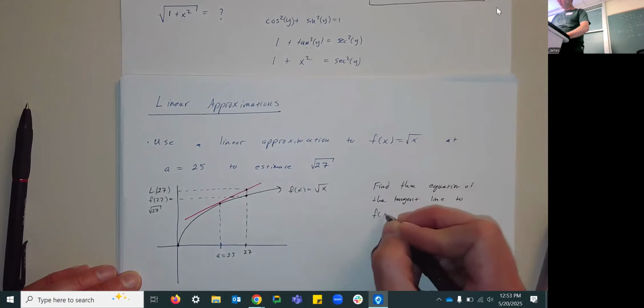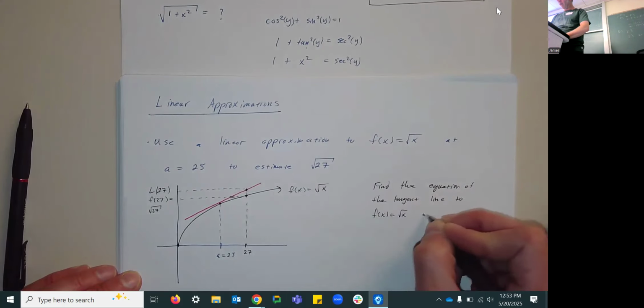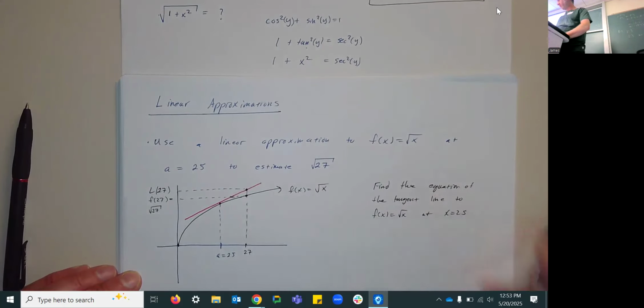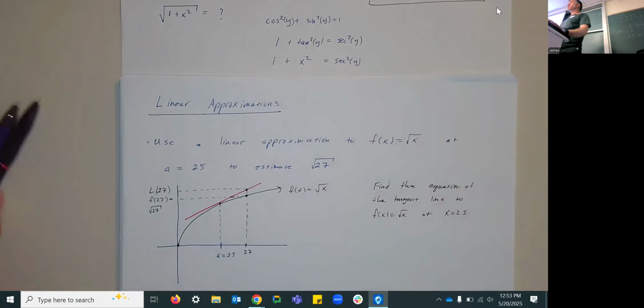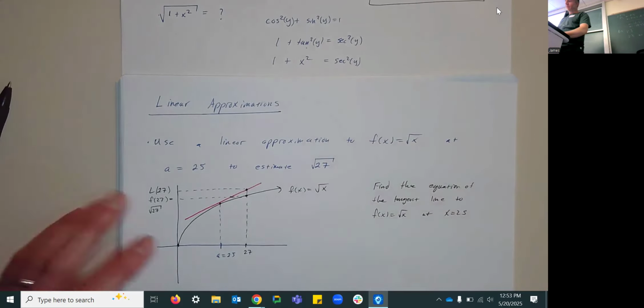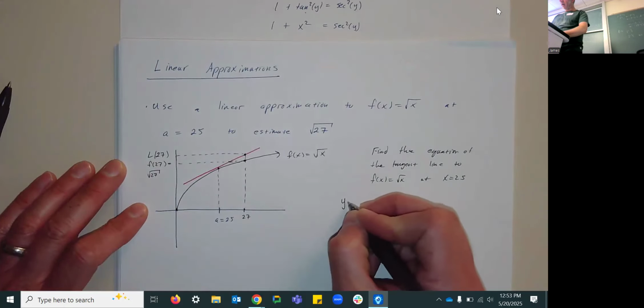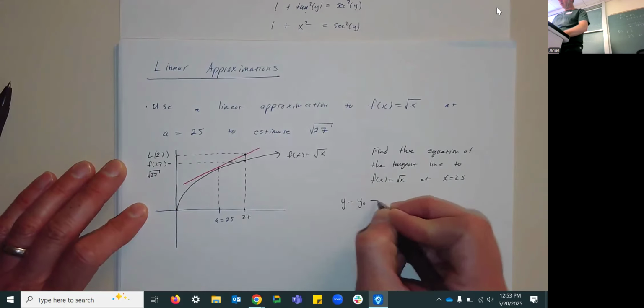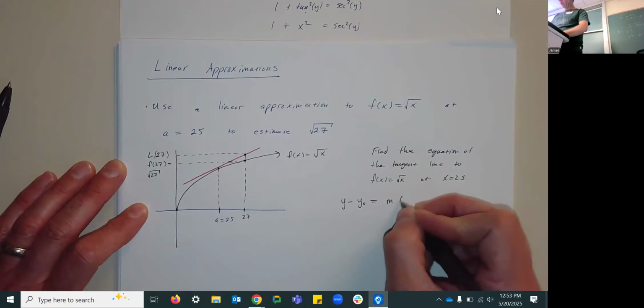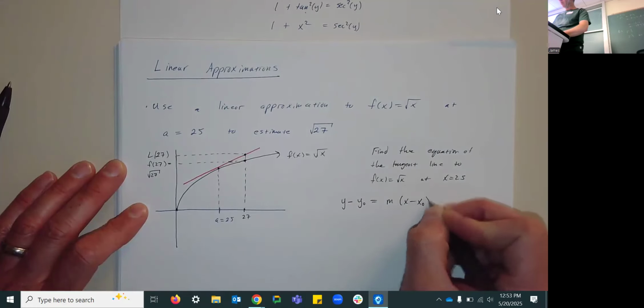To f of x equals the square root of x at x equal to 25. So cool, that's not that hard to do. We've done equations of lines before. We know that the general way we find the equation of a line is going to be y minus the y coordinate equal to our slope times x minus the x coordinate.